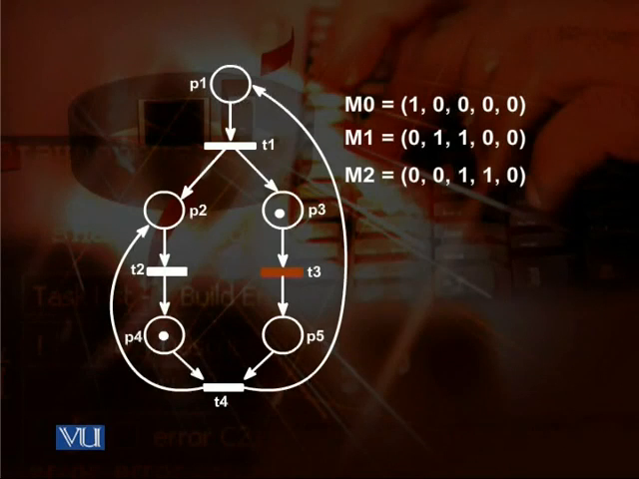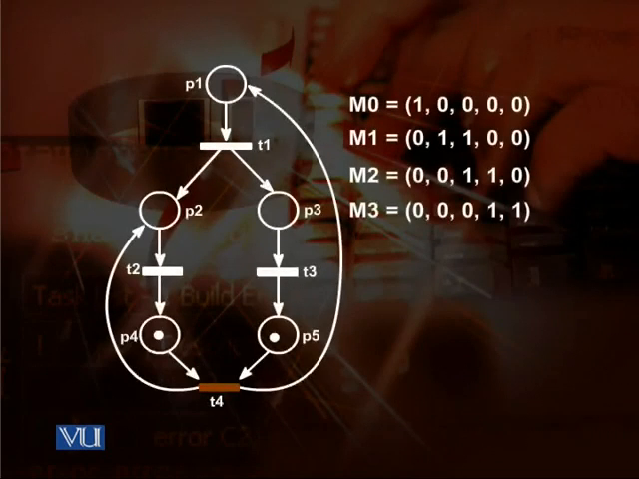Note one thing here, that after firing T2, since T4 needs one token in P5 and there is none there, T4 is not yet enabled. So the only transition that is enabled that we can fire is this T3. When we fire T3, the token from P3 will be taken and it will be deposited in P5. So that is what happens. Now this situation is this vector M3, which is 0 0 0 1 1.